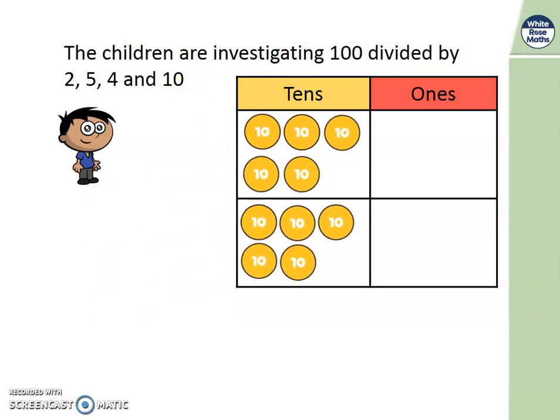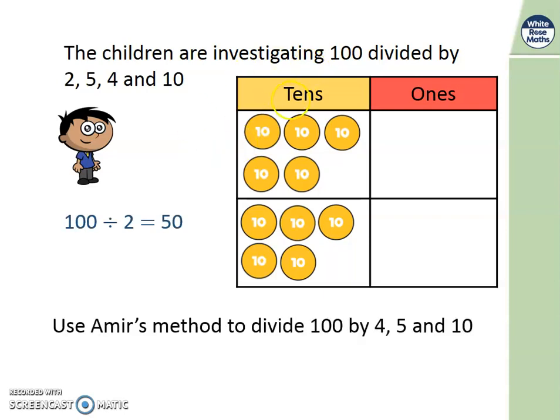Let's share them out. Is that equally? Do both rows have the same number? Let's check. The top row, 1, 2, 3, 4, 5. And the bottom row, 1, 2, 3, 4, 5. Yes, they are equal. How many on each row? There are 5 tens, so 100 divided into 2 rows makes 50 on each row.